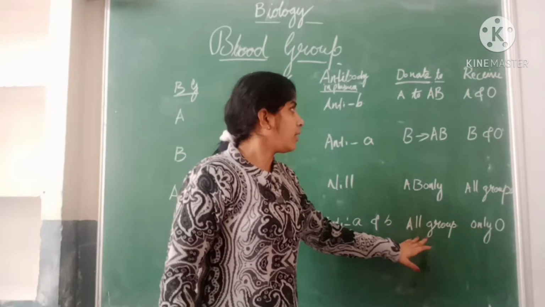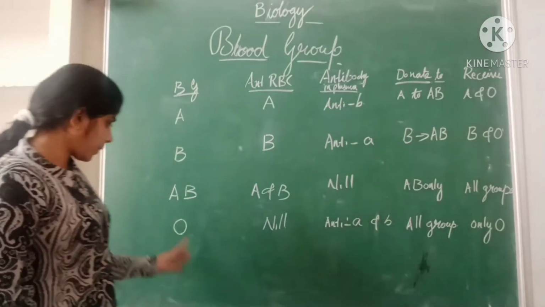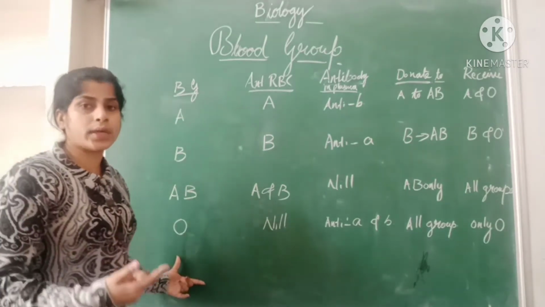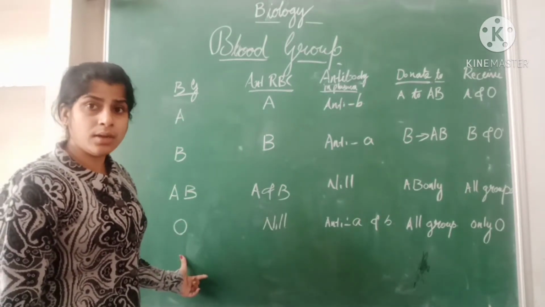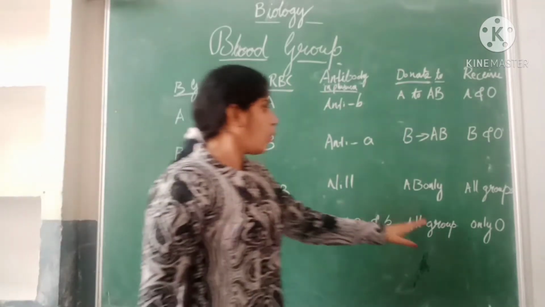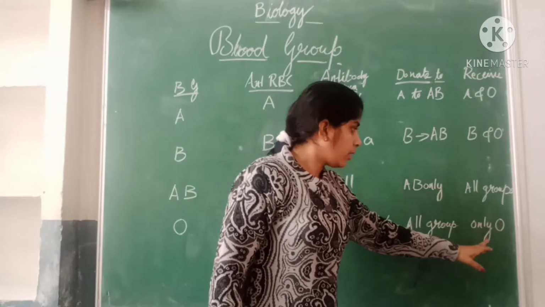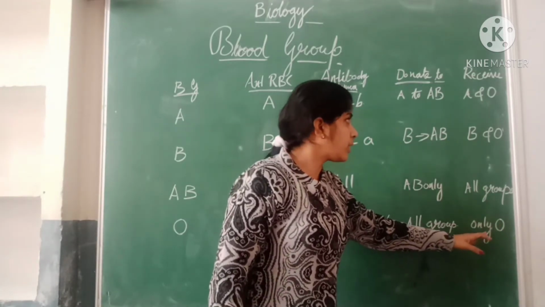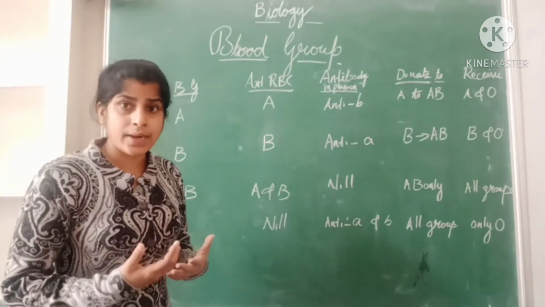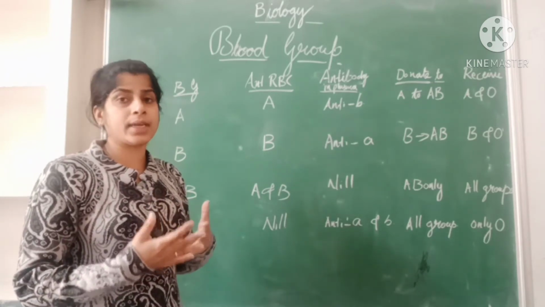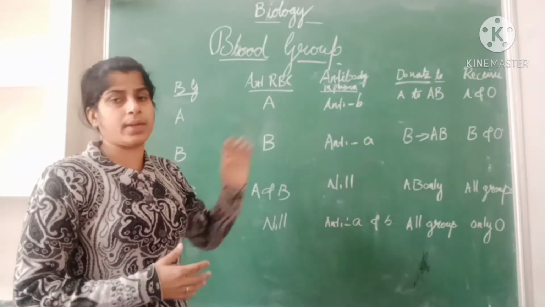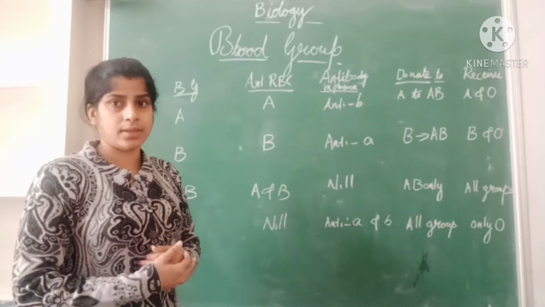The O group can donate to all groups, so this is the universal donor. Think about this now. The O group can receive only O group blood. If the O group receives B blood group, what will happen? Yes, it leads to death. So different blood cannot be received. A person can receive only their own matching blood group.